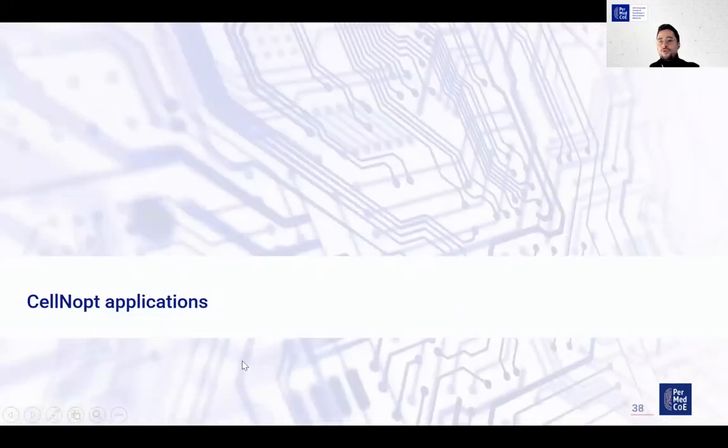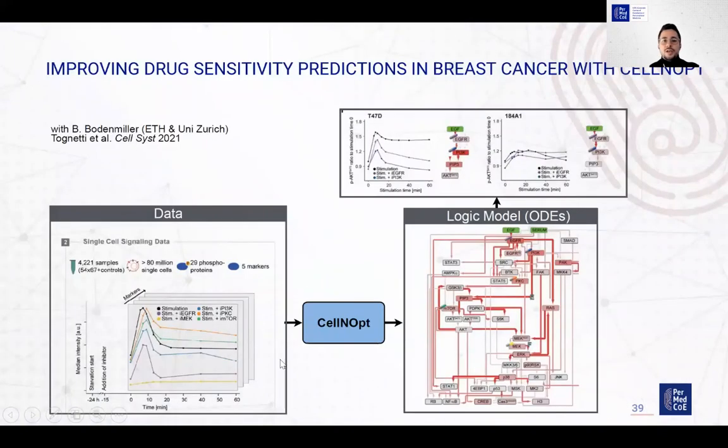So now I'm going to show you a couple of real applications with CellNOpt. In this work by Tonetti, in collaboration with Bonne Miller from the University of Zurich, the idea was to characterize the signaling landscape of 62 breast cancer cell lines with the purpose of trying to improve drug sensitivity predictions on those cells, and also having a mechanistic view of how those cells process information.